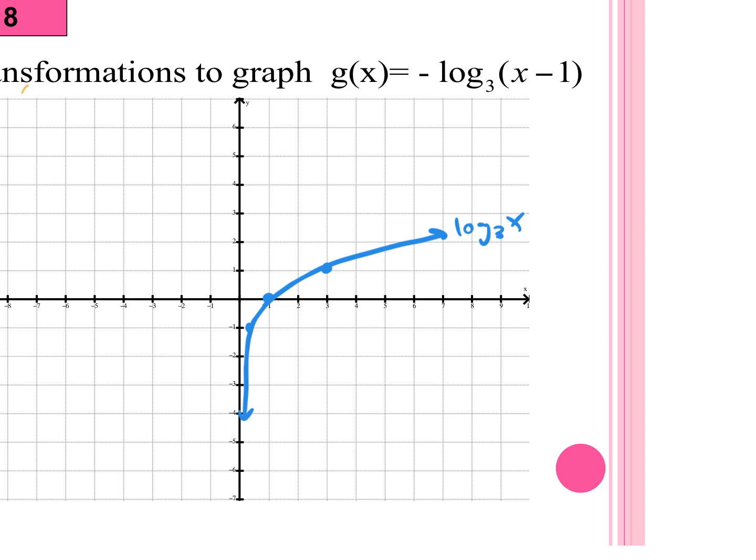So when we apply transformations, you always want to work from the inside out. So starting on the inside, that -1 does what to our graph? -1 on the inside. Not a stretch, but it would just be a shift to the right. So we move it to the right 1. So our 3 points, we're just going to shift them to the right 1. So now our graph is going to look like that.